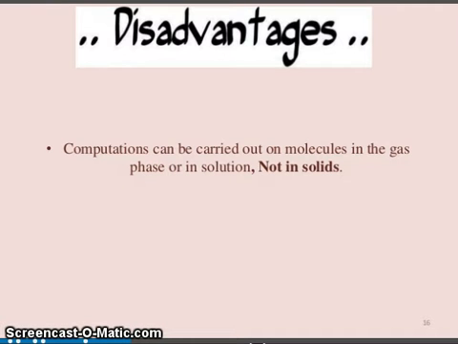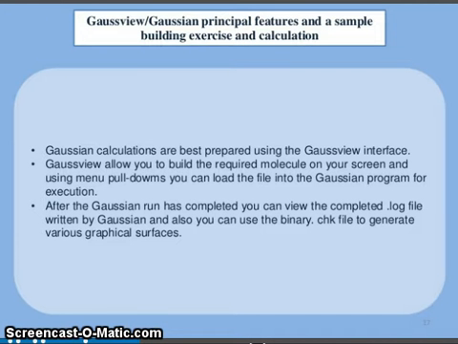So what is the disadvantage? Computations can be carried out on molecules in the gas phase or in solution, not in solids. So Gaussian calculations are prepared using the GaussView interface. GaussView allows you to build the required molecules on your screen, and using menu pull-downs you can load the files into the Gaussian program for execution. After the Gaussian run has completed, you can view the completed .log file written by Gaussian, and you can also use the binary .chk file to generate various graphical surfaces.